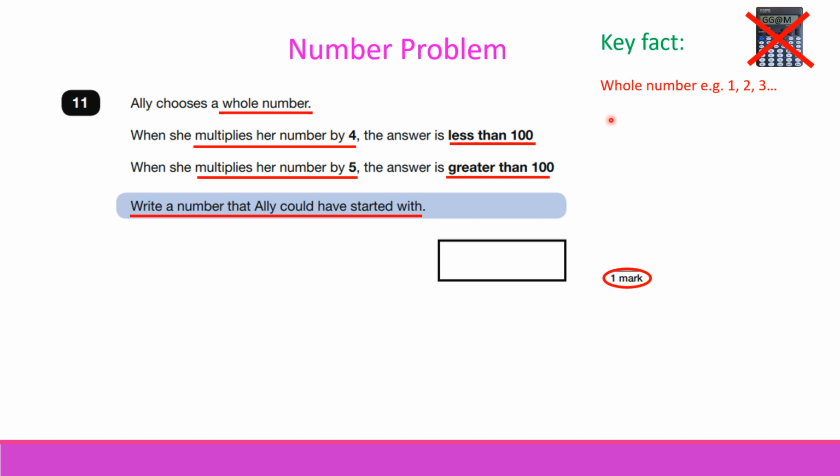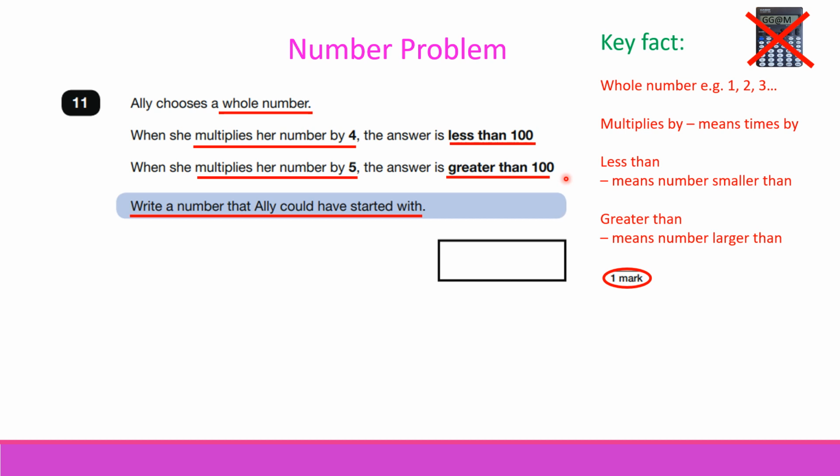A whole number is a number such as 1, 2, 3, 4. Any of these numbers is a whole number. Multiplied by means times, so it means in the multiplication times table of, so in the 4 times table here. Less than means a number smaller than the number given, so a number less than 100 is a number smaller than 100. Greater than means a number larger than 100.